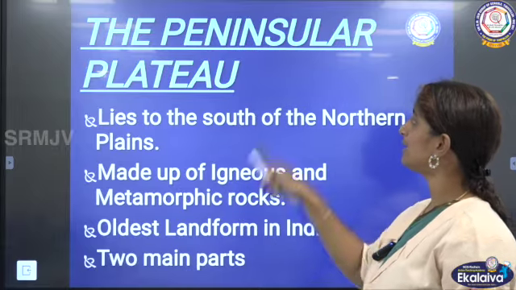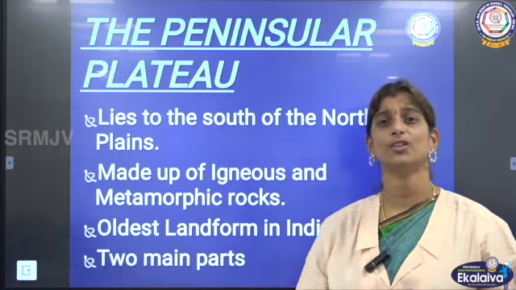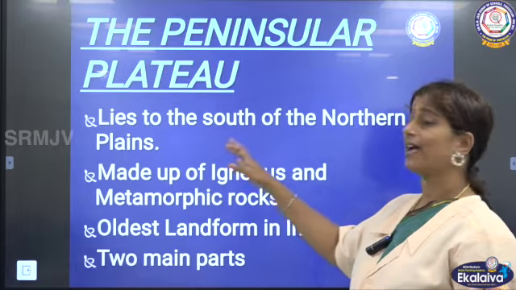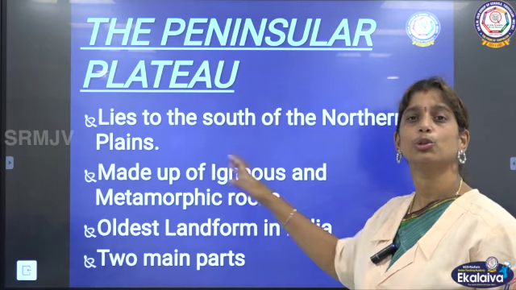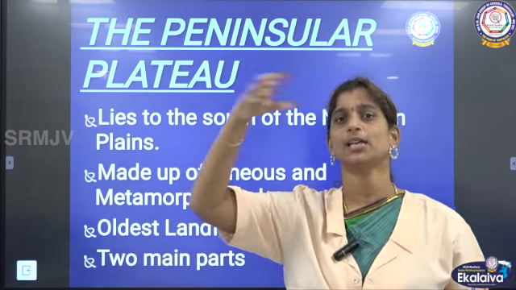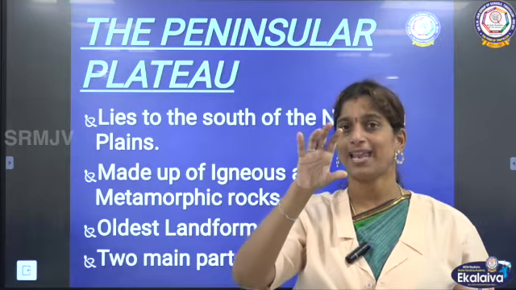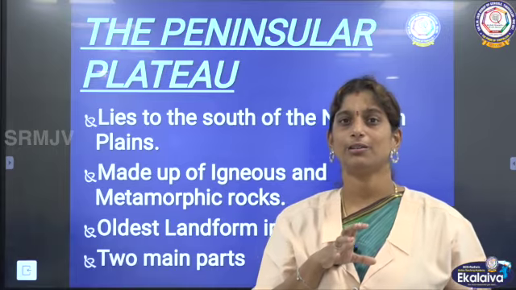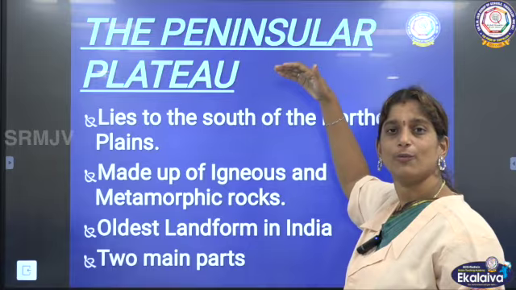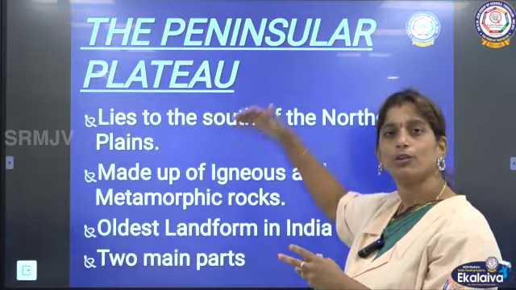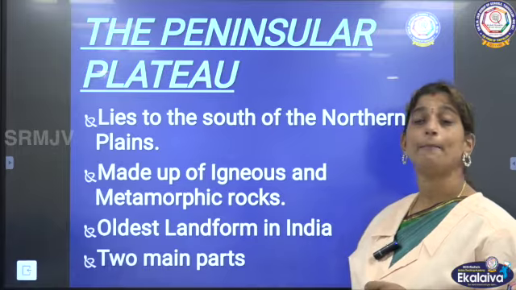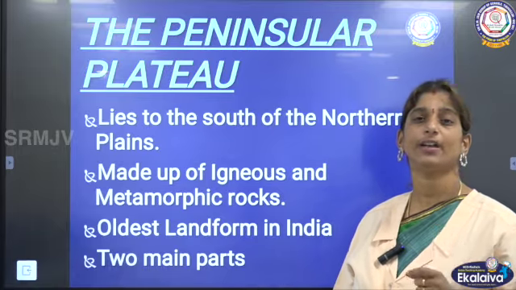Now first let us understand where these plateaus are located. The plateaus are located to the south of the northern plains. At the topmost part we have seen the northern mountains, then came the northern plains, and now we are going to see the plateaus. So when it is on the map, just below the northern plains we have these plateaus, and they are made up of igneous and metamorphic rocks.